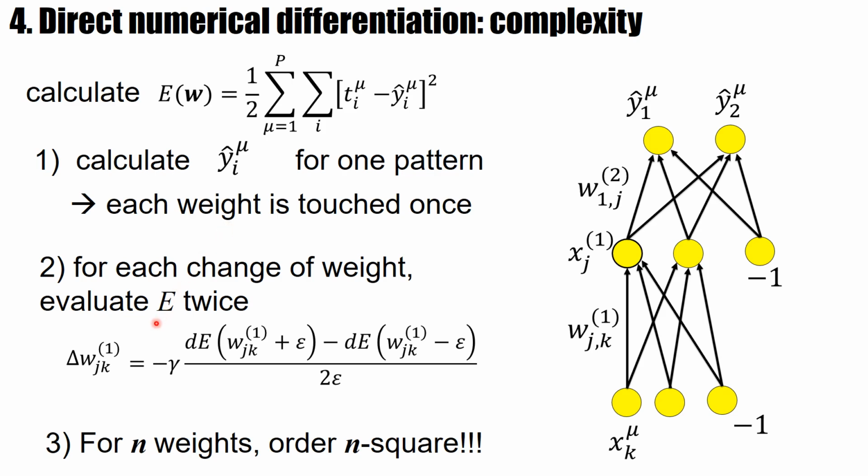We need to evaluate this error function twice, but that's not very costly. It's still touched once. But then this calculation here is just for one weight. I have to change this weight here with plus epsilon and with minus epsilon. I do this estimation and I know what's the gradient for this weight. But then I have to repeat this for this weight, I have to repeat it for that weight and for that weight. So for all the n weights, to get the gradient for all the n weights, the order of the algorithm is n squared.